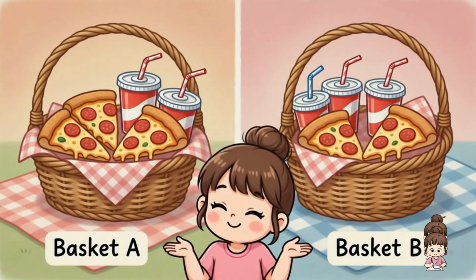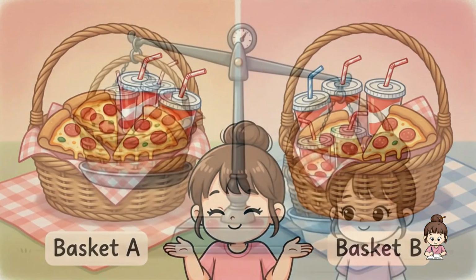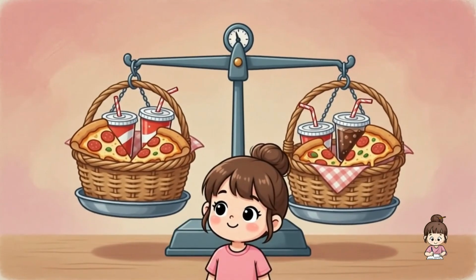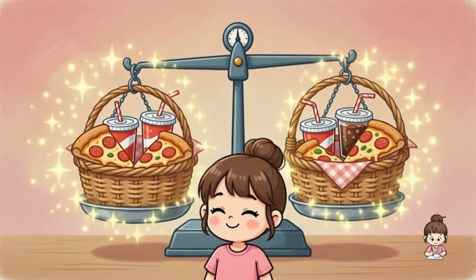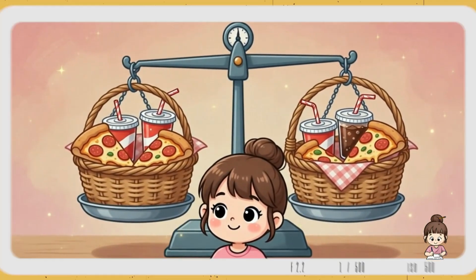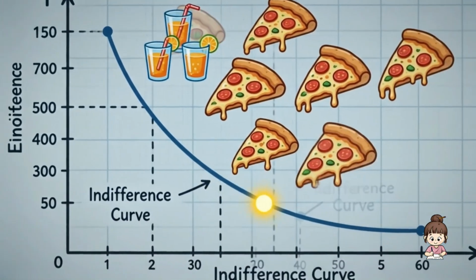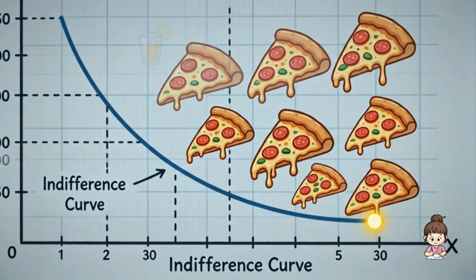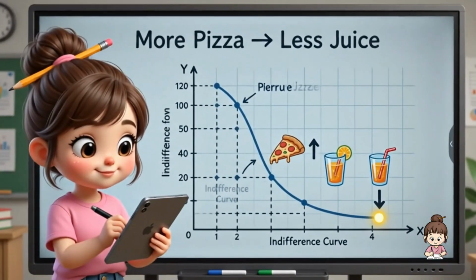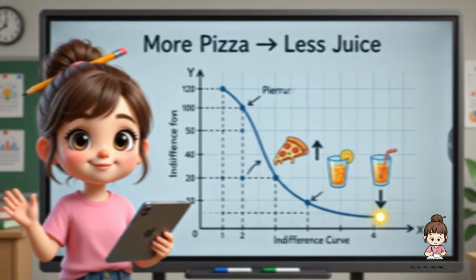The consumer is equally satisfied with either basket. That's why it's called indifference. There's no preference between them. To enjoy more pizza while remaining equally satisfied, the consumer must sacrifice some juice. That's why the indifference curve slopes downward.